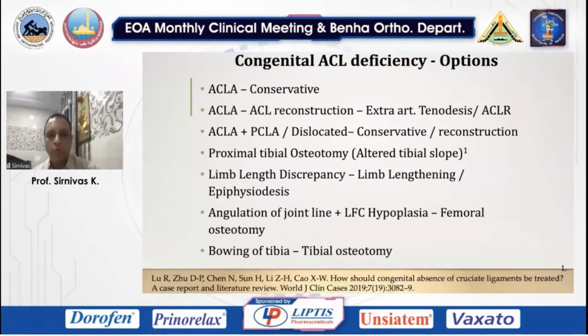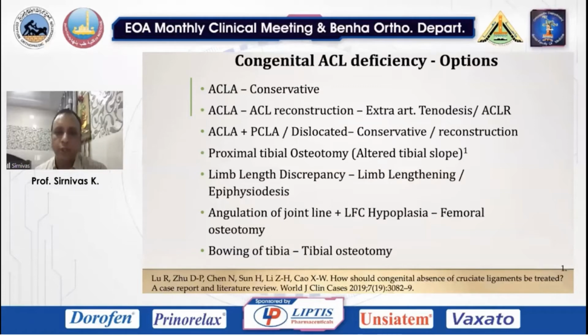So the options available for ACL deficiency are conservative. Most of the cases are treated conservatively, especially if they are not symptomatic. And the other option is to do an ACL reconstruction using extra-articular tenodesis, especially where the physis is not closed, and where there is ACL and PCL deficiency with an unstable knee. You could do a reconstruction. The tibial slope is altered.